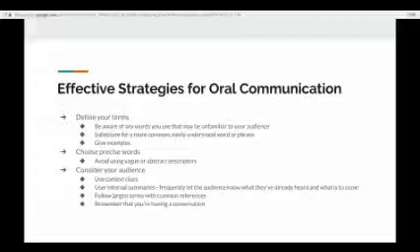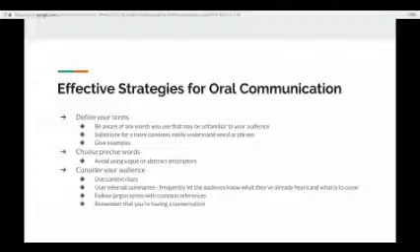So some effective strategies for thinking about that synchronicity of communication. Make sure you define your terms. Be aware of any words that you use that can be unfamiliar to your audience. Use substitutes, use easily understood words or phrases, and always give examples of terms that you're using.